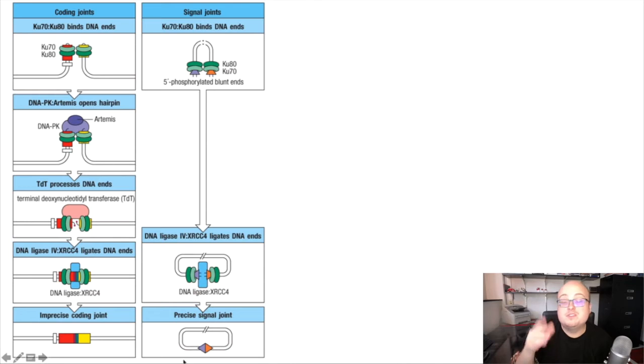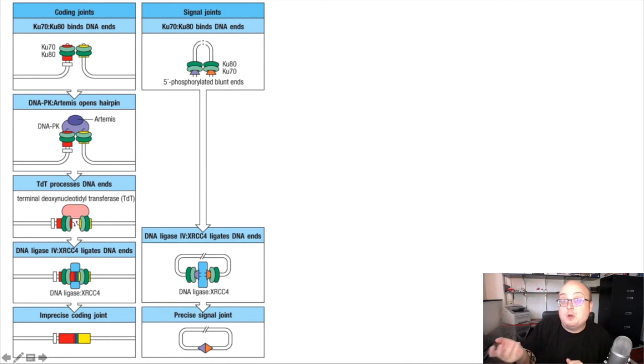Now we have a loop of circular DNA that contains the original RSSs. This is a precise signal joint because we haven't modified it. It contains the recombination signal sequences, basically the way we found them. But now this is extra DNA. For our purposes, it floats away, it gets degraded, and we don't need it anymore.